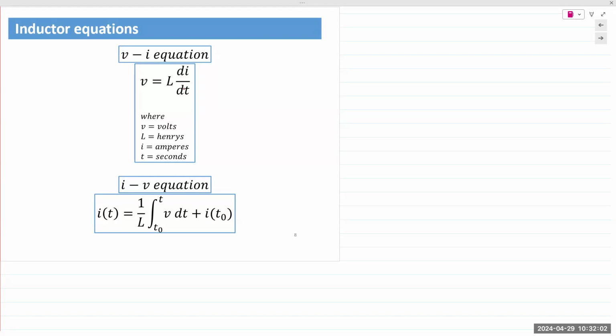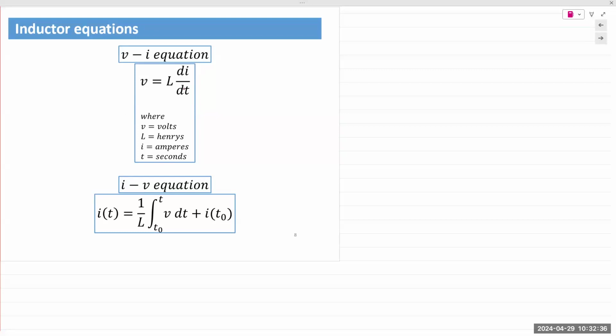When we get to capacitors, you will see that the capacitor equations also have a similar structure. Inductors and capacitors are duals of each other. So they are very similar in many ways, but they're also opposite in many ways. But the voltage and current equations for both components are very similar to each other. So here again, the voltage current equation, meaning the voltage as a function of current, is V equals L di over dt.